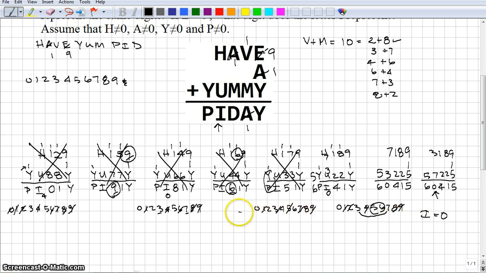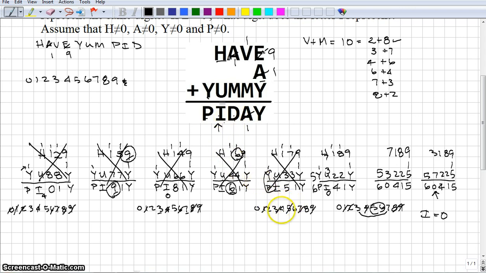I actually had one of my students come up with a very interesting idea to solve this problem. He noticed that H, A, Y, and P can't be 0. And he knew that we had to use every digit. So there's only a limited number of places that 0 can go. It has to be either I or D. That's the only places that can be 0, because we have so many digits that can't be 0. H, A, Y, and P can't be 0. So he took a little bit of a shortcut by recognizing that one of those two letters had to be 0.